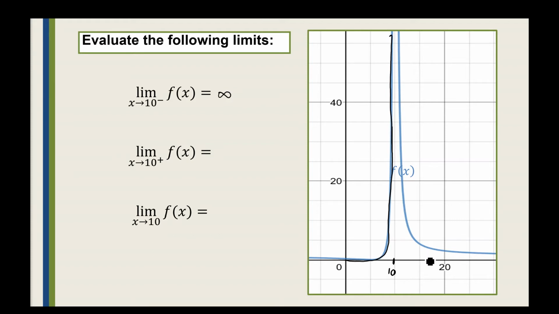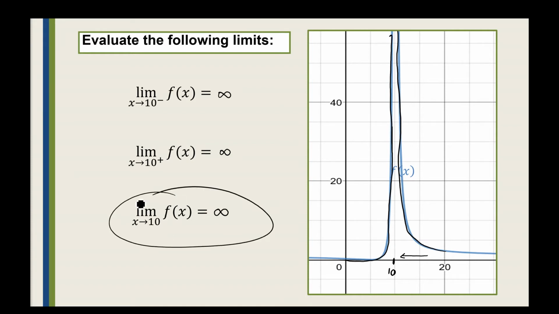And the same thing happens as x approaches 10 from the right. As x gets closer and closer to 10 from that positive direction, your function values are growing without bound. So we're going to say the limit as x approaches 10 from the right of f of x is also equal to infinity. Now here, since the one-sided limits exist and agree with each other, that two-sided limit will also exist. And so the limit as x approaches 10 of f of x will also equal infinity.